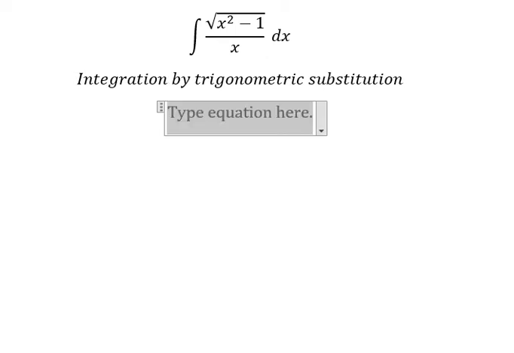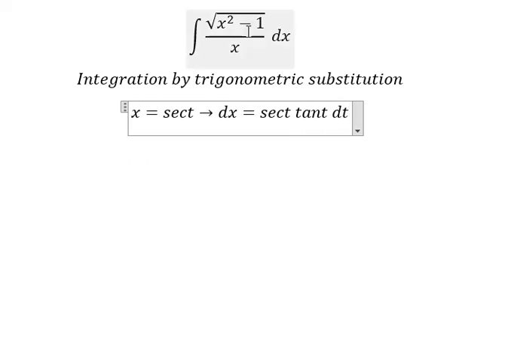So I will put s equal to secant of t. So I will put this one going here. You got the square root of secant of t squared minus 1. So we change this one into tan t squared, and later we simplify by the square root. ds, we got secant of t tan t dt.